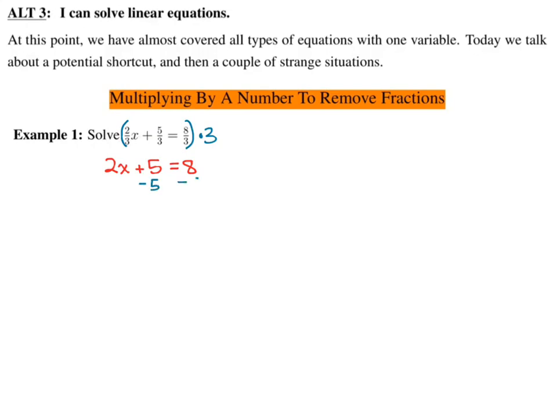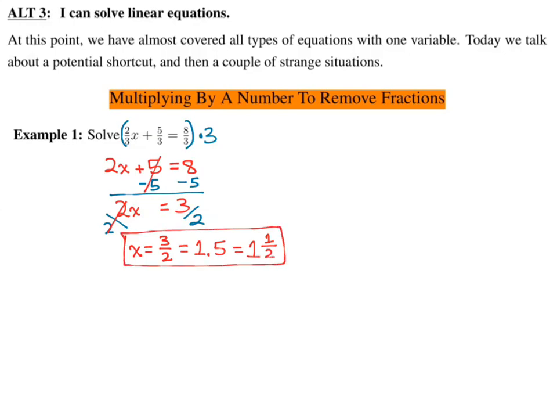You subtract 5 from each side, and then by 5s, so 2x equals 3. Then divide by 2 on each side, so by 2, x equals 3/2. And again, you could instead write it as 1.5 in decimal form, or if you insist, 1 and 1/2, which is mixed number form.